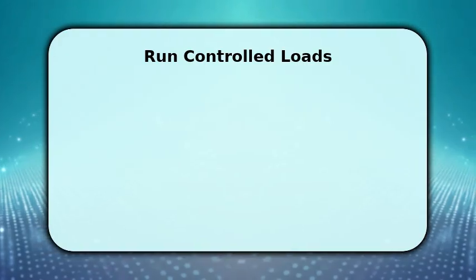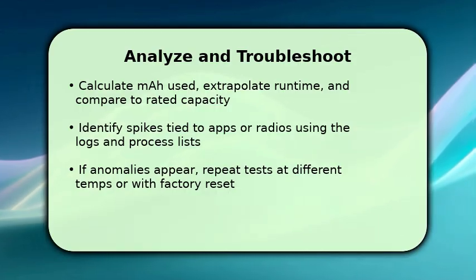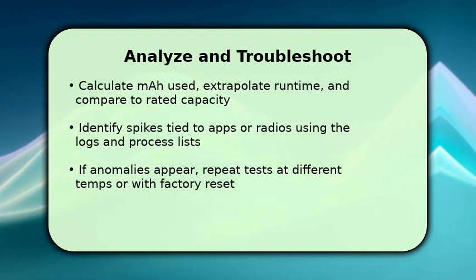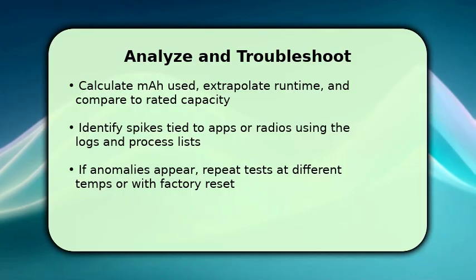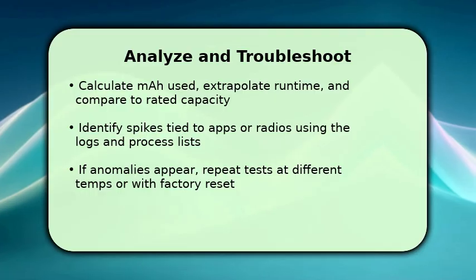You finish by converting logged current over time into total mAh consumed and extrapolate expected runtime versus the rated capacity to judge battery health. Then correlate consumption spikes to the active workload, foreground apps, or radios by matching timestamps to process activity. This tells you why drain occurs.